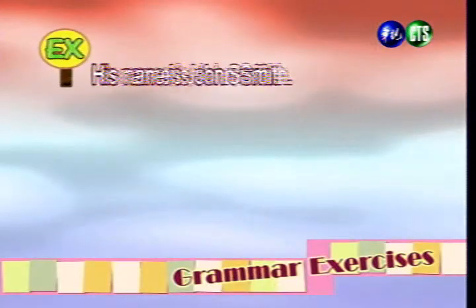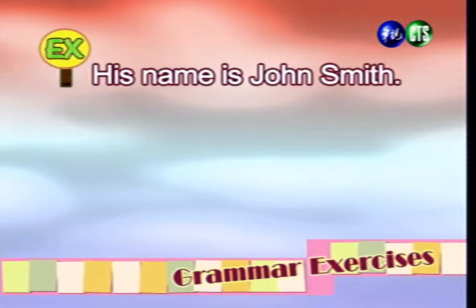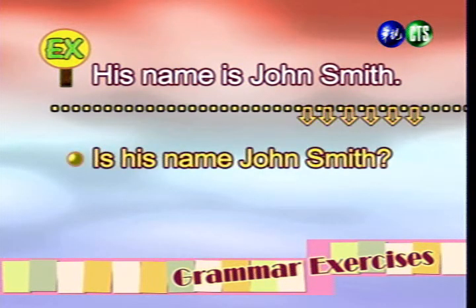Let's take a look at the example first. The example sentence is, his name is John Smith. There are two questions that we can make. And these questions are, is his name John Smith? This is the yes/no question.